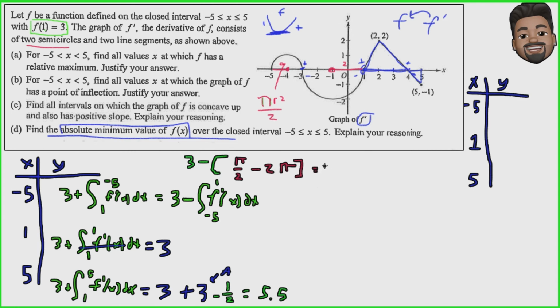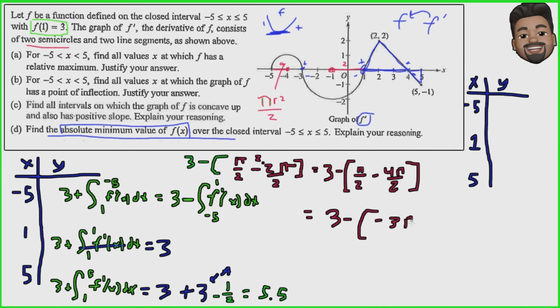Now I'm going to go ahead and write this as 3 minus, well, I can basically get common like terms. I can divide this by 2 and then multiply this by 2 so that this inside here becomes pi over 2 minus 4 pi over 2. And then last but not least, I'm going to get 3 minus, and then we get, this is negative 3 pi over 2. And then this becomes positive, right? They're going to become addition. So we get this right here. So I'm going to stop for a moment. 3 plus 3 pi over 2.